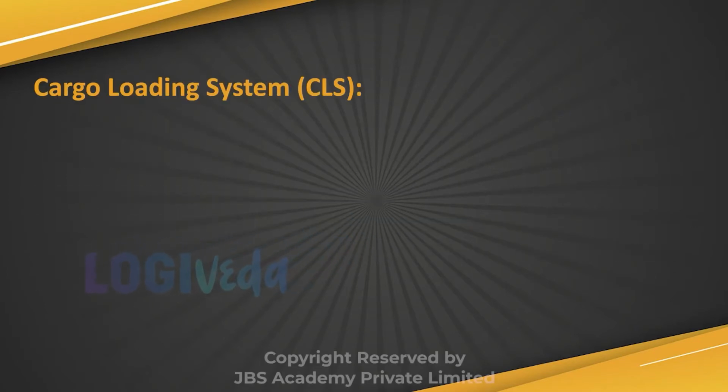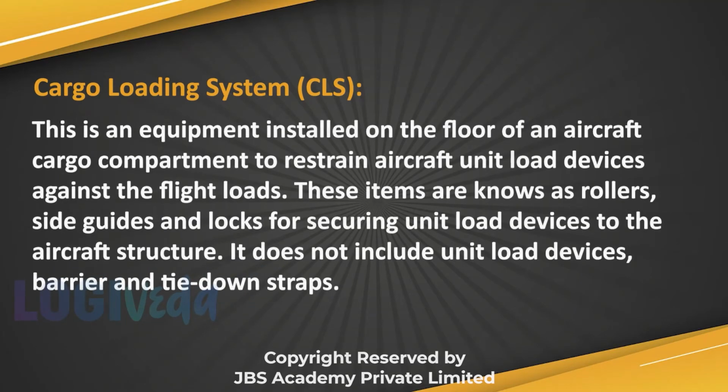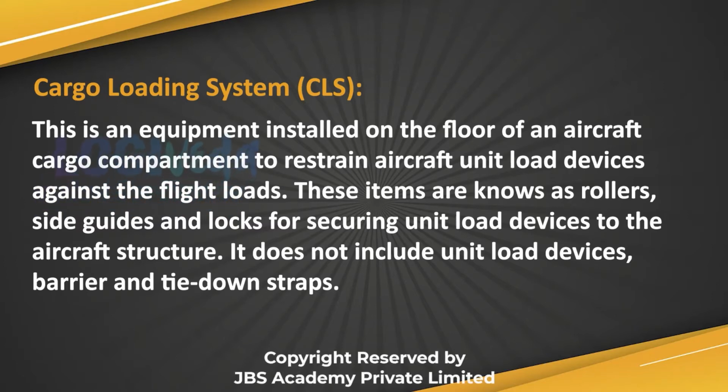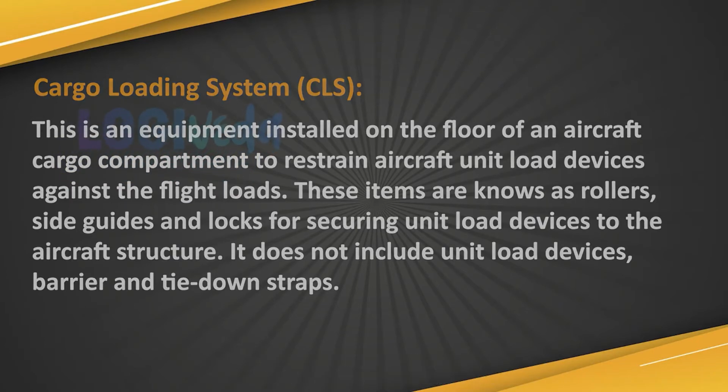Cargo loading system, also known as CLS. This is equipment installed on the floor of an aircraft cargo compartment to restrain aircraft unit load devices against the flight loads. These items are known as rollers, side guides, and locks for securing the unit load device to the aircraft structure. It does not include the unit load device, that is ULD, barrier and tie down straps of the ULD.